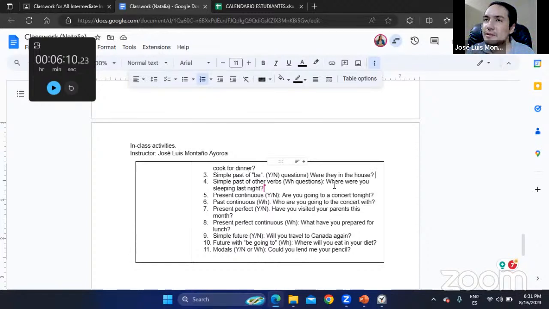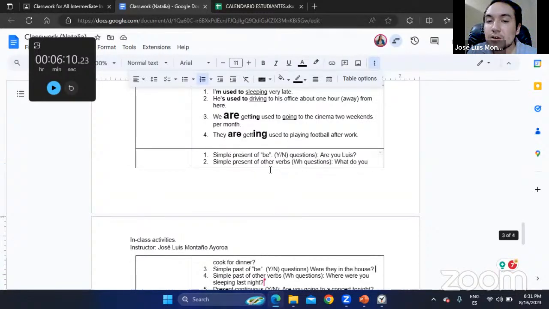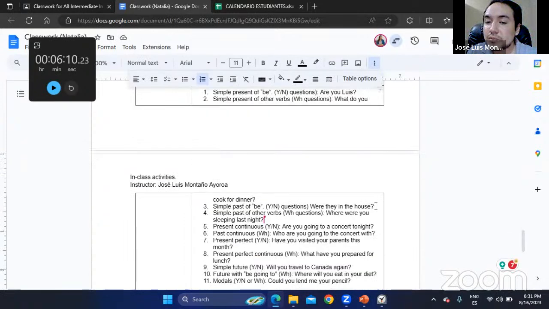Or were they single? Were they married? Were they in the house, in the park? Were they John and Mary? Okay, so any question related to names, to adjectives, to age, and to, well, anything that you have in mind that is not an action is going to be okay in the simple tenses of be. Okay, it can be simple present as here, or it can be simple past as over here.